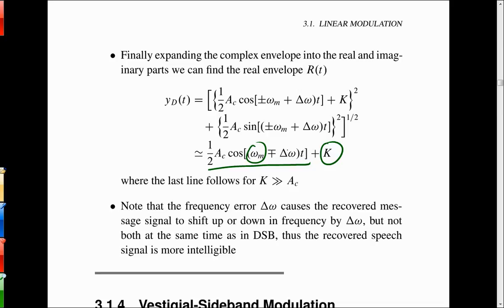So for analog messages, this is more intelligible because we're not having the two things superimposed. So we hear that discordant sound of the speech shifted up and the speech shifted down superimposed. We just hear it shifted high or low. So single sideband has fewer instances of error.